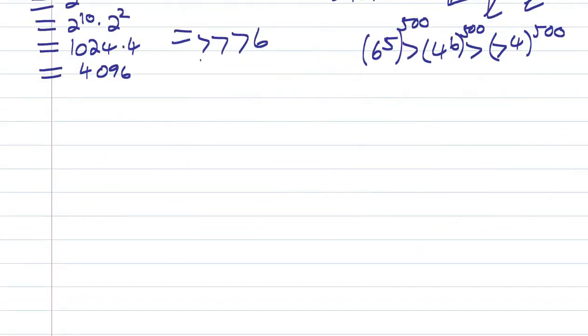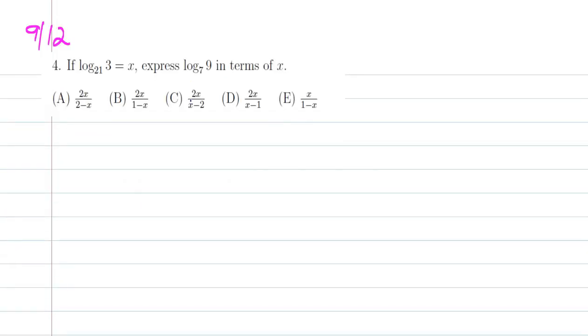Alright, so the next problem. 12 people tried this problem and again 9 got it right. It seems 9 was the magic number here. Alright, so if log base 21 of 3 is x, we want to express log base 7 of 9 in terms of x.